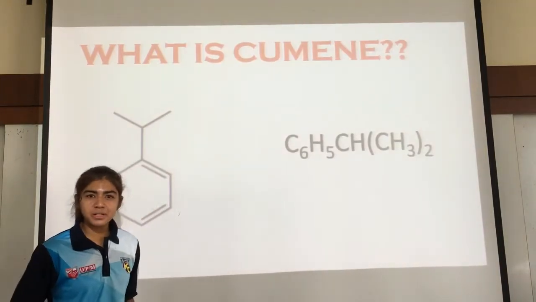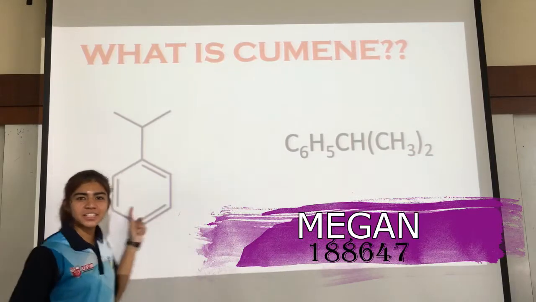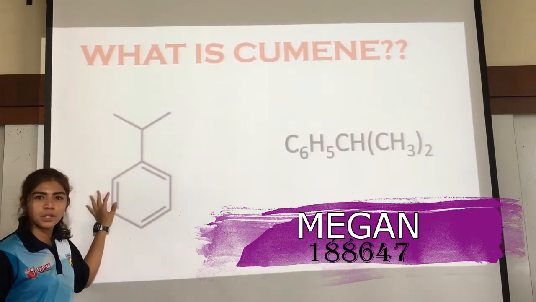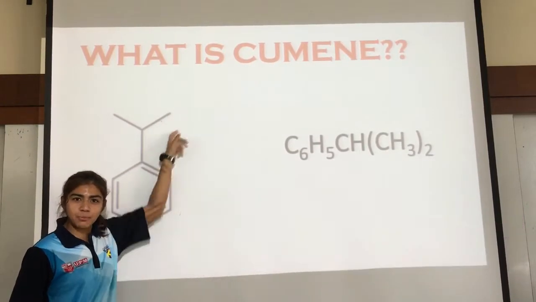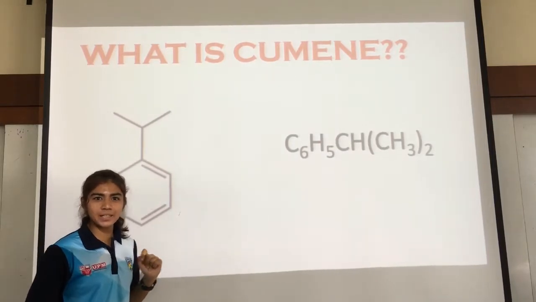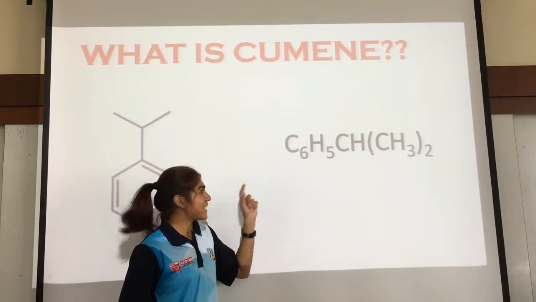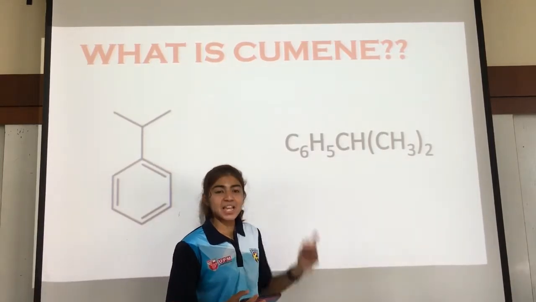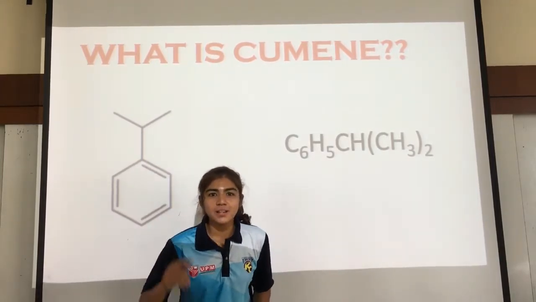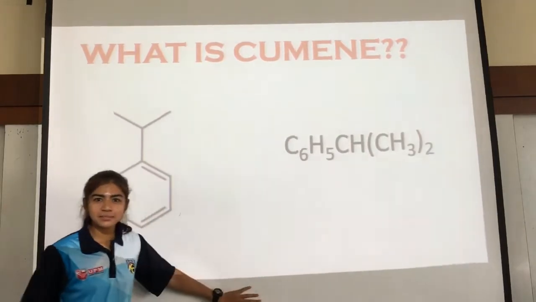Now, what is cumene? As we can see here, this is the basic structure of cumene, where it contains a carbon ring and a branch. I'll show you what that is later. But first, the chemical equation for cumene is C6H5CH(CH3)2. Next slide.